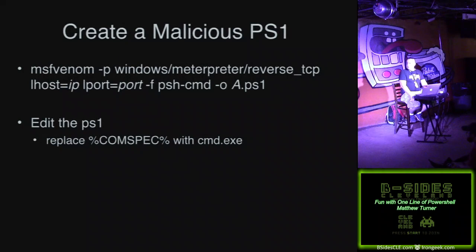So to create a malicious PS1, I use MSFvenom, and I'm just going to walk through the options. -p is for payload. In this case, we're using Windows Meterpreter reverse TCP. Your listening host will be the IP address of the system with your handler. The listening port will be the port that your handler is listening on. The format will be PowerShell command, and the output is a.ps1, but you can name it whatever you want.